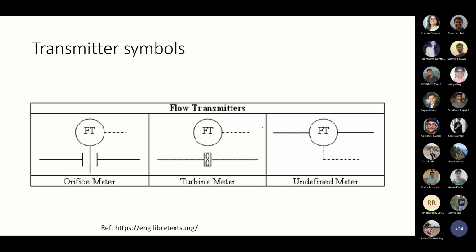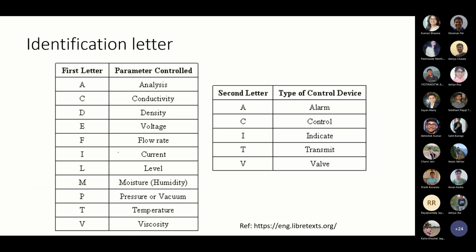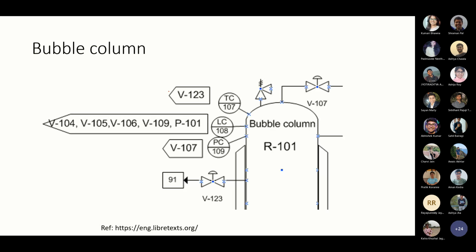Transmitters. If we want to measure the flow rate, we use an orifice meter, turbine meter, or some other meter. These are the symbols to represent these flow transmitters. Now we have many lines. If the pipeline is used for analysis, we use A. If conductivity, it is C. If you are using density or voltage, these are the identification letters used in the P&ID.